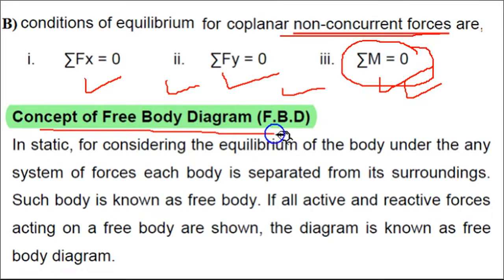Now the concept of free body diagram, because in equilibrium, until and unless you draw a free body diagram, you will not be able to solve the problems. So what is a free body diagram? It is the body separated from the supports. Suppose a lamp is hanging from the ceiling or any particular place, you have to cut that support and draw the body, and that is called a free body diagram.